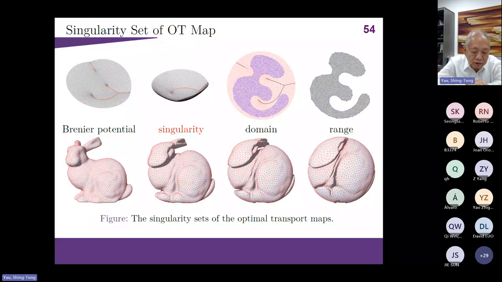The bottom row shows an optimal transport map from the solid ball to the solid bunny. Both of them have the uniform distribution. The image of the bunny surface has many foldings, which are the singularities of the map.